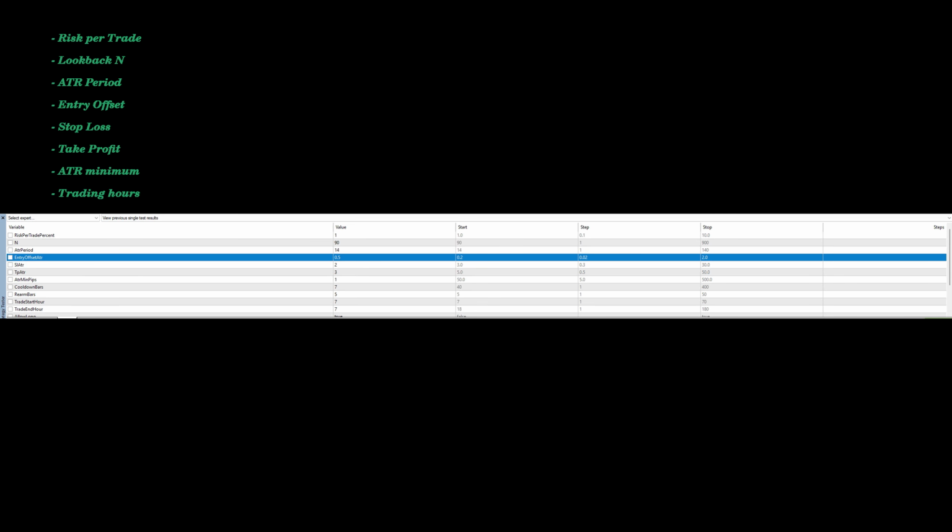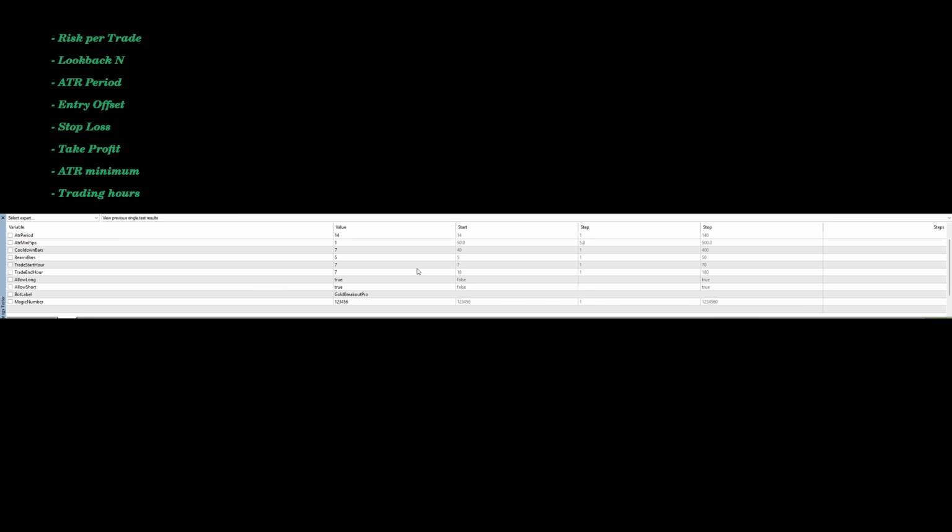The lookback parameter controls how much historical price data is used to define the breakout range. ATR period and the ATR minimum filter are used to account for market volatility. The entry offset determines how far price has to move beyond the breakout level before an entry is triggered. And the stop-loss and take-profit distances are expressed as multiples of ATR.